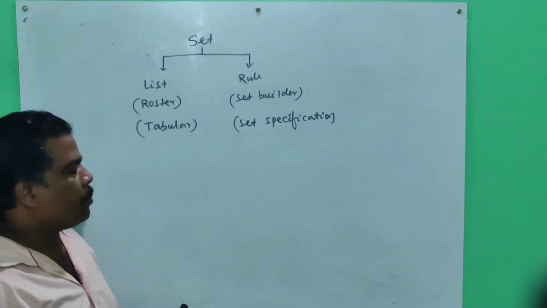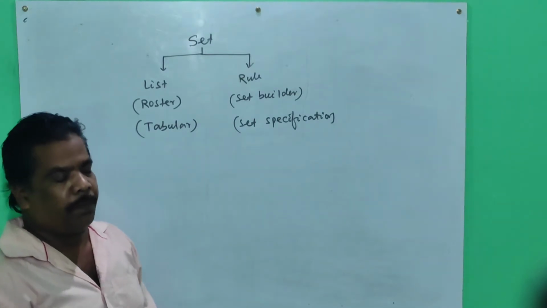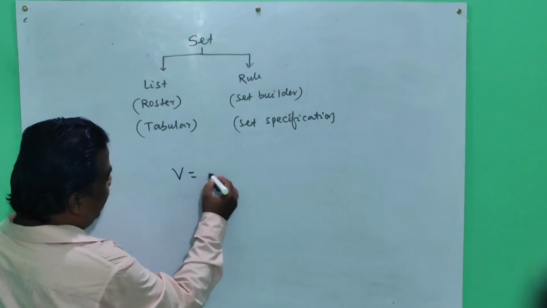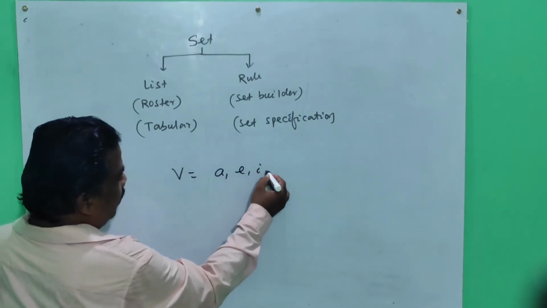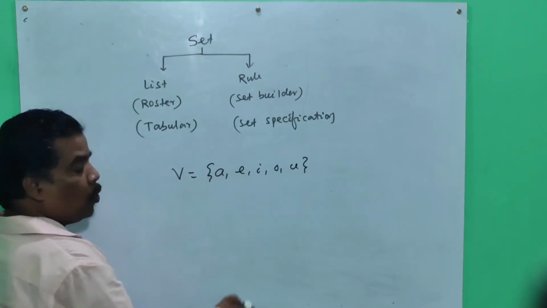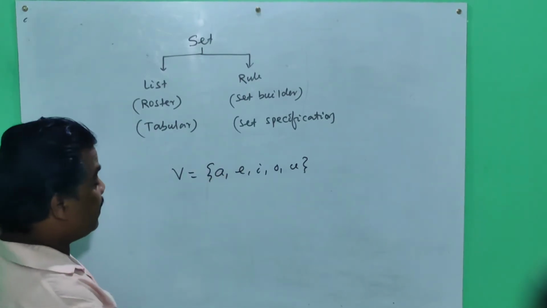So what is roster form, tabular form or list form? In this form, the elements are separated by commas and enclosed by curly brackets.